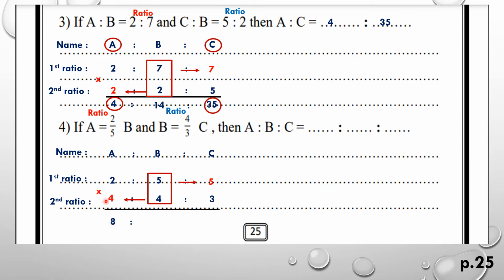Let's multiply. 2 times 4 equals 8. 5 times 4, 20. 5 times 3, 15. 8 to 20 to 15. This is A to B to C. Is this the simplest form? Yes, it is.